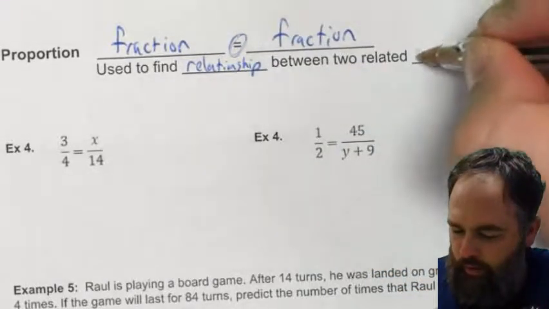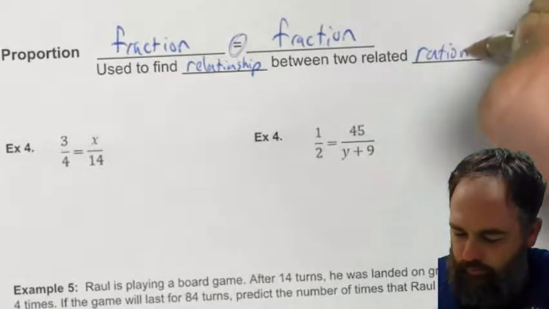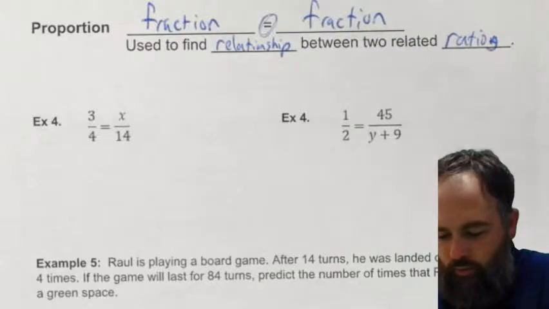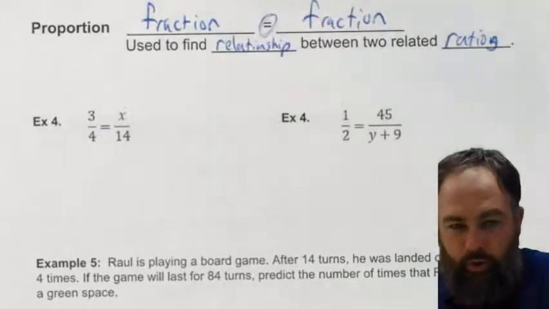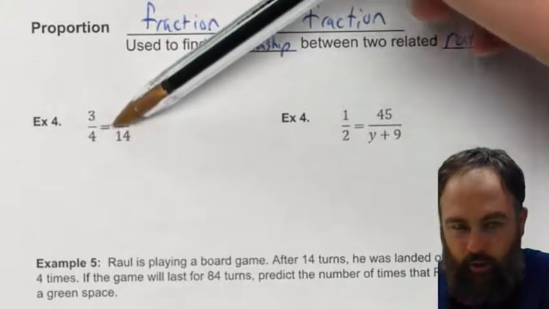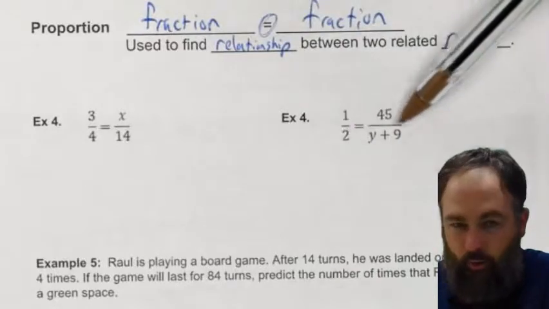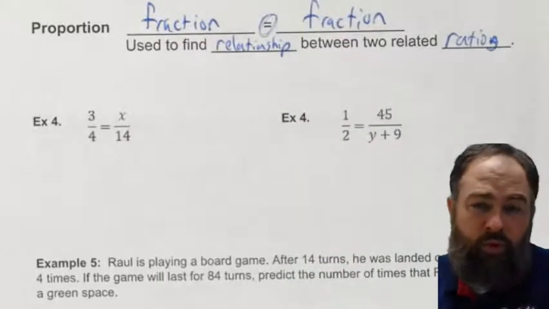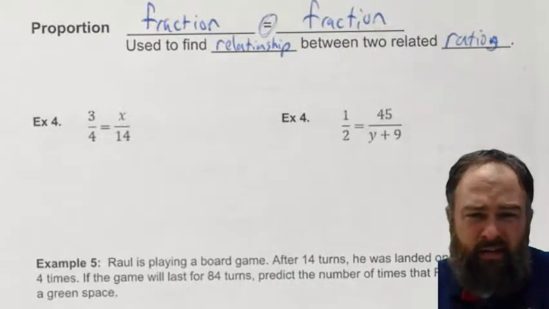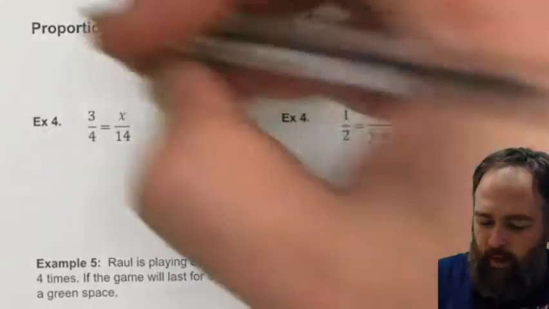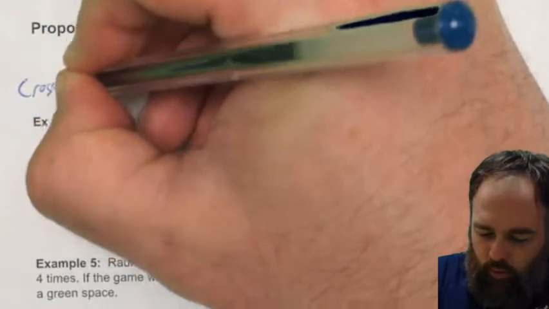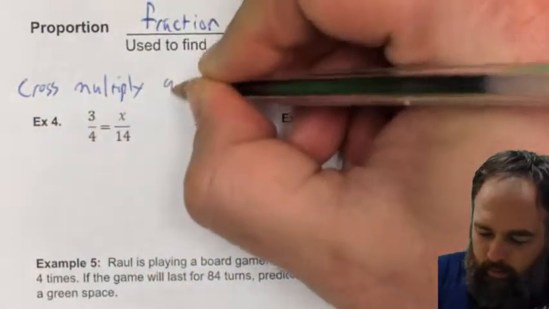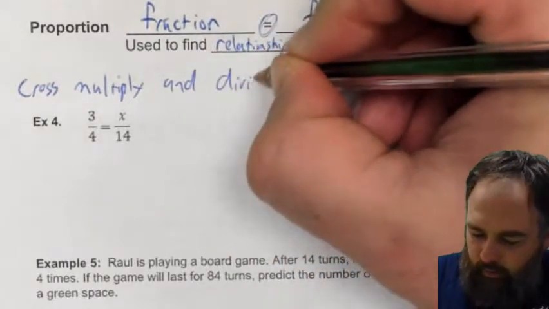between 2 related ratios. Now, this is what a proportion is going to look like. Again, fraction equals fraction, fraction equals fraction. Now, in order to solve this, we're going to be using one of those tools that you learned, again, back in late elementary, early middle school, whenever that came up, which is cross multiply and divide.